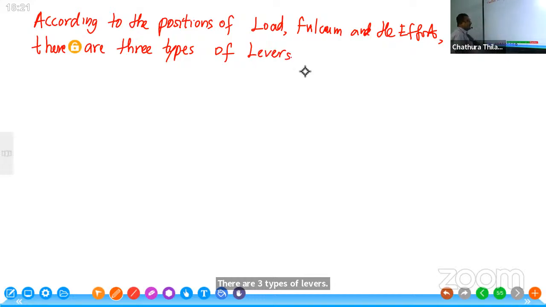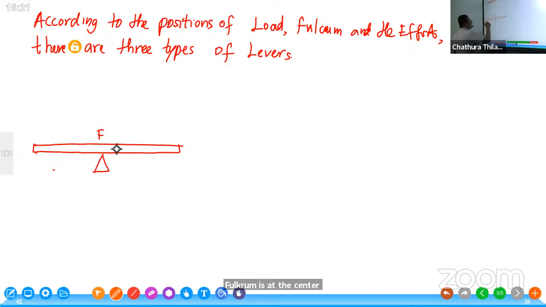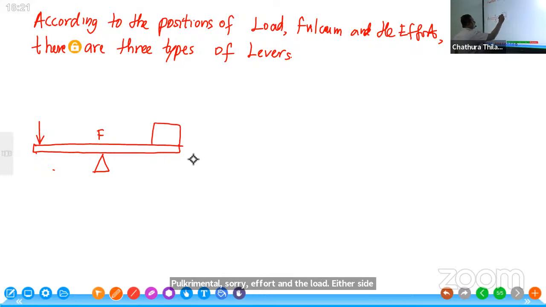In the first type, the fulcrum is at the center. The effort and the load are on either side. Load, effort. Fulcrum is at the center. This is called the first type lever, or first class lever.